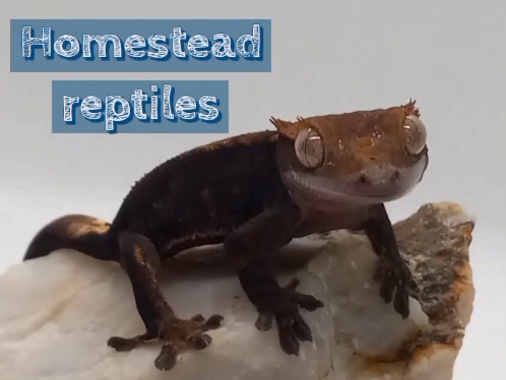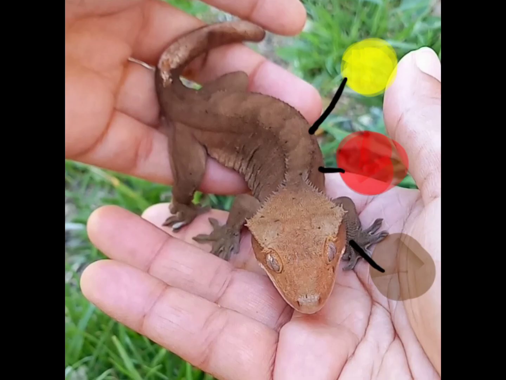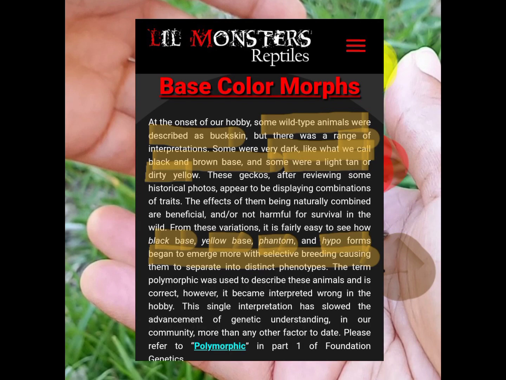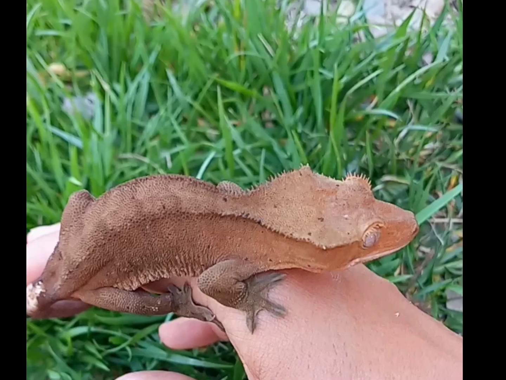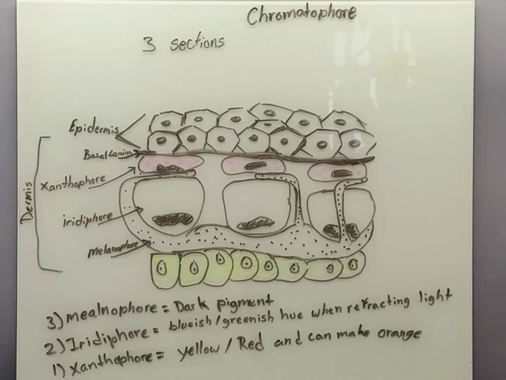Welcome to Homestead Reptile. Today's episode on Morph History is going to be about the three basic base colors. The three basic base colors are yellow, red, and brown and blacks. All these base colors come from the wild. They come from buckskins, and this is an example of a buckskin. Two of those colors combined make a buckskin.